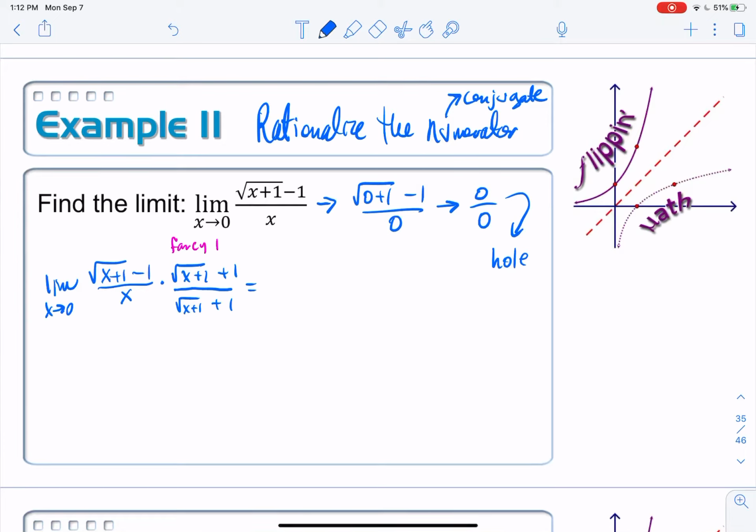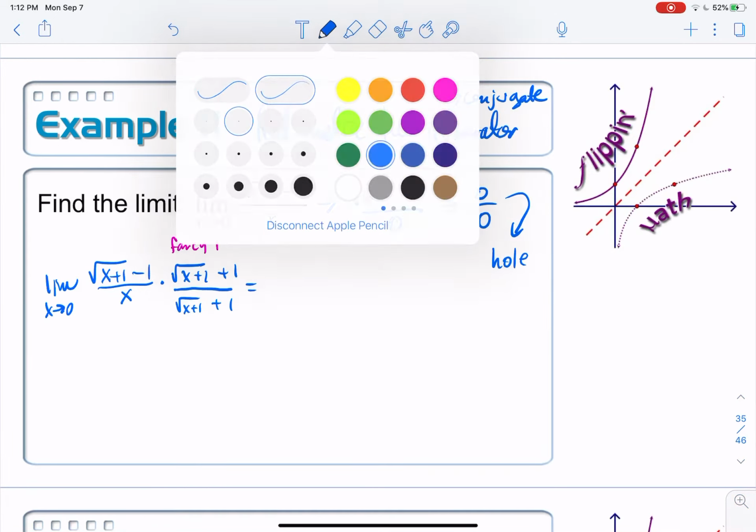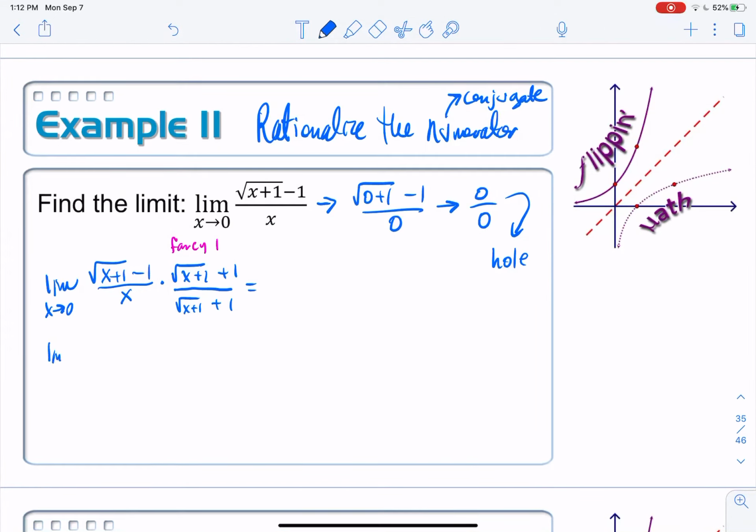So across the top, you remember what happens when we multiply conjugates. The middle term is supposed to cancel out. It's sort of like the difference of two squares. And so you do want to expand out that top. So I'm going to have the limit as x approaches 0 of, when I multiply this square root of x plus 1 times this square root of x plus 1, the square roots will cancel, giving me just x plus 1. The middle term cancels out.